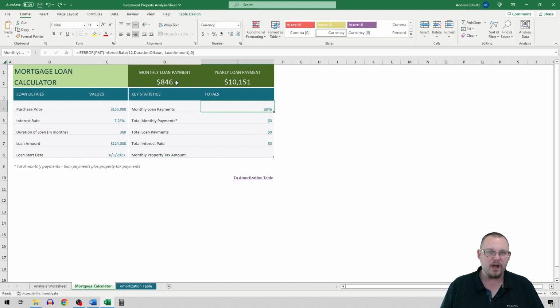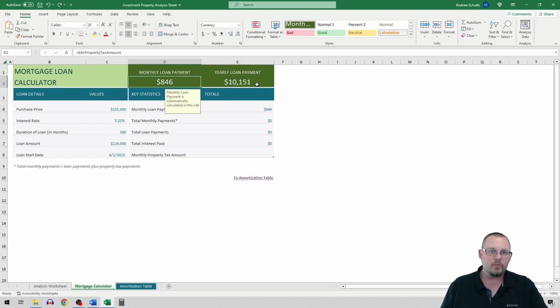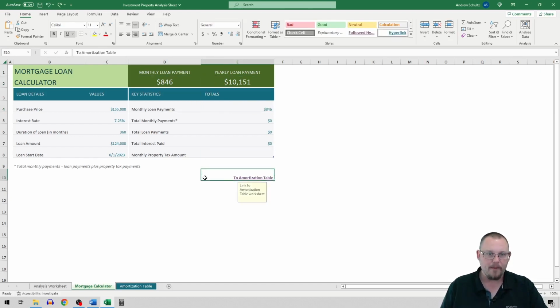You can see it in this box. You can also see it up here. And obviously we have our yearly loan payment as well, which is just the monthly loan payment multiplied by 12.